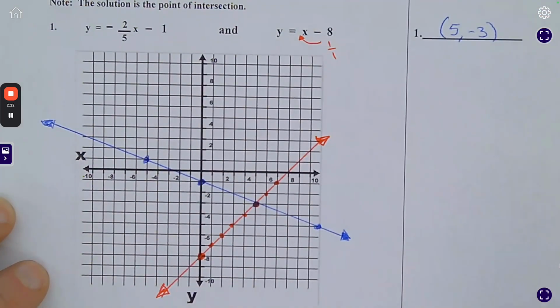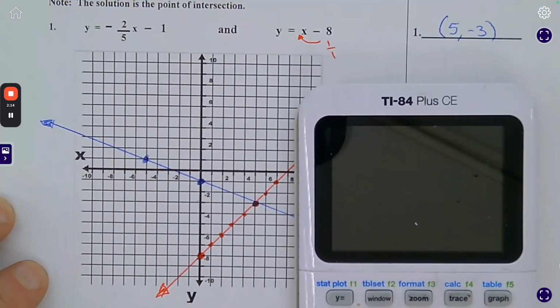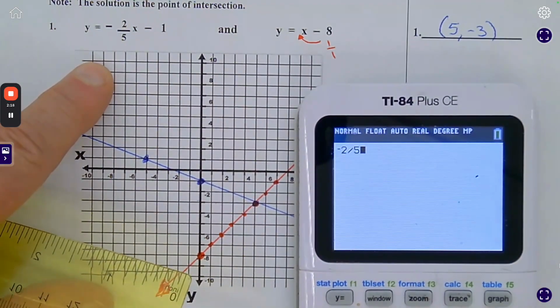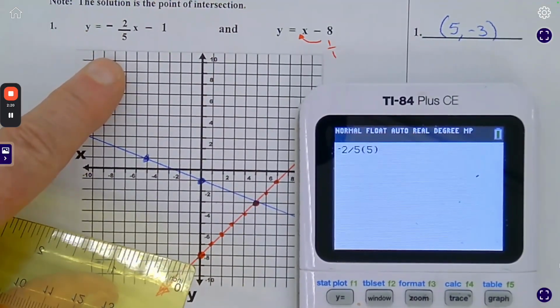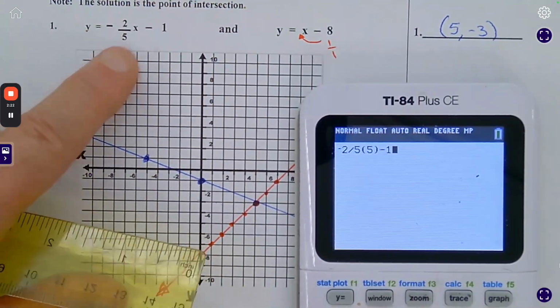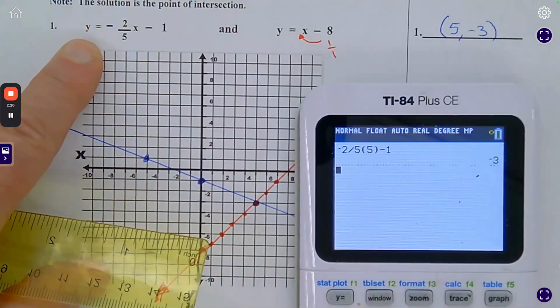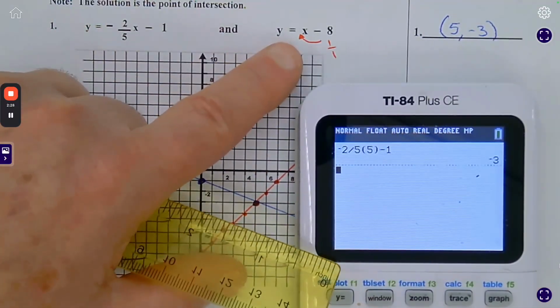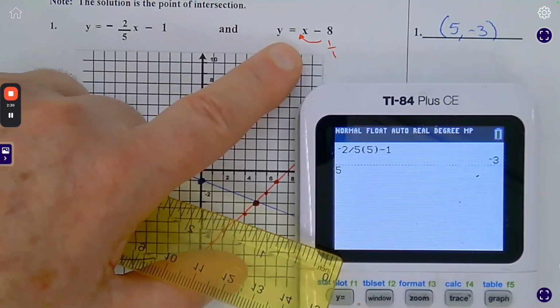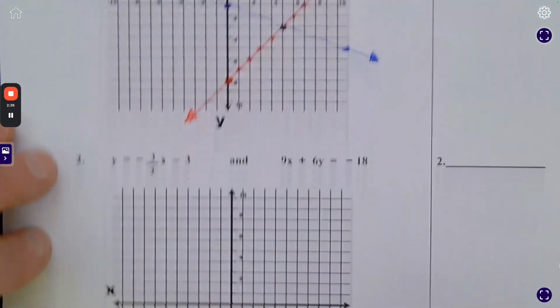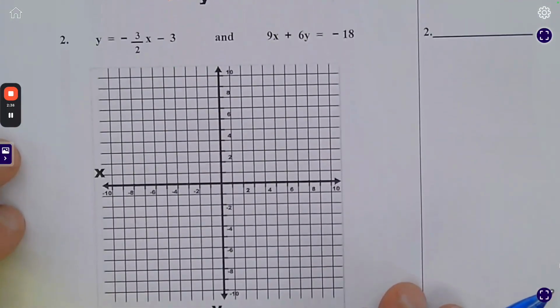I like to check. Don't want to be off by a little bit and get it wrong. So -2/5 times your input value of 5. I just input a 5 there. What should I get out? I should get the y value out. -3. Boom. Put your 5 there: 5 - 8 is -3. We're golden. Moving on.